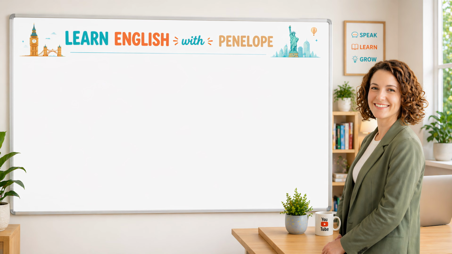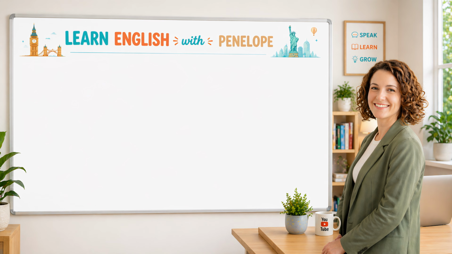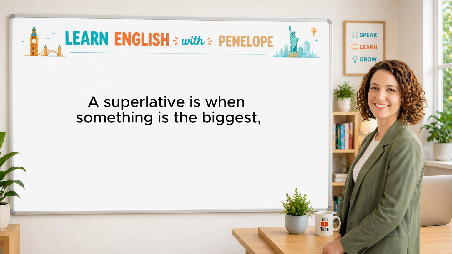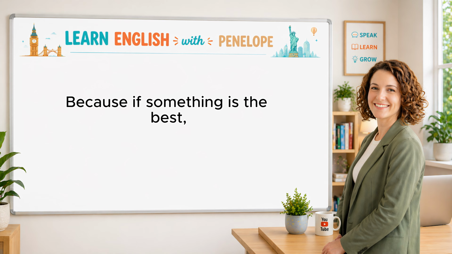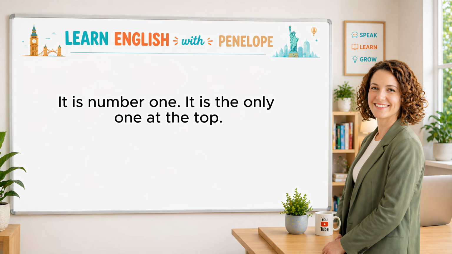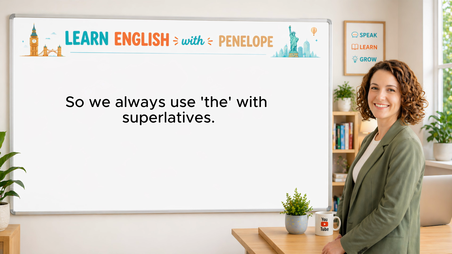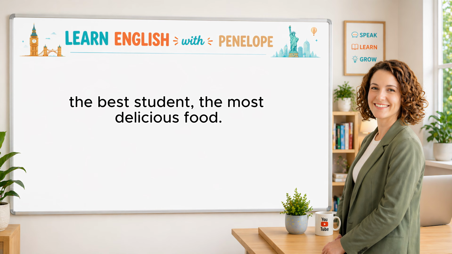Are you ready? Good. We use "the" with superlatives. A superlative is when something is the biggest, the best, the tallest, the most beautiful. Because if something is the best, it means there is nothing better. It is number one. It is the only one at the top. So we always use "the" with superlatives. For example, the tallest building, the best student, the most delicious food.